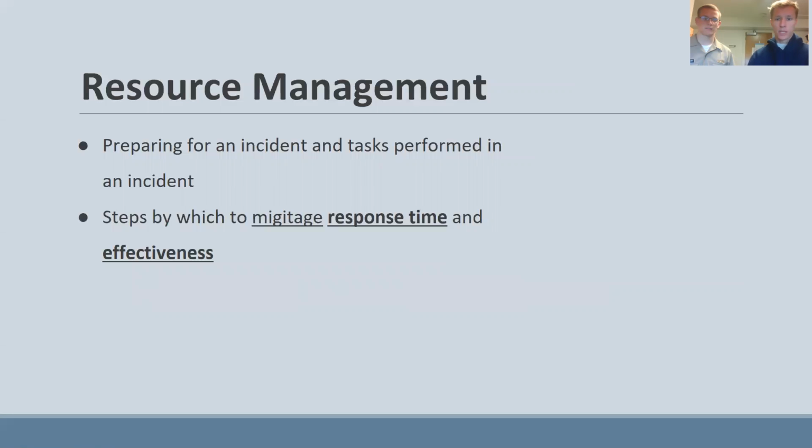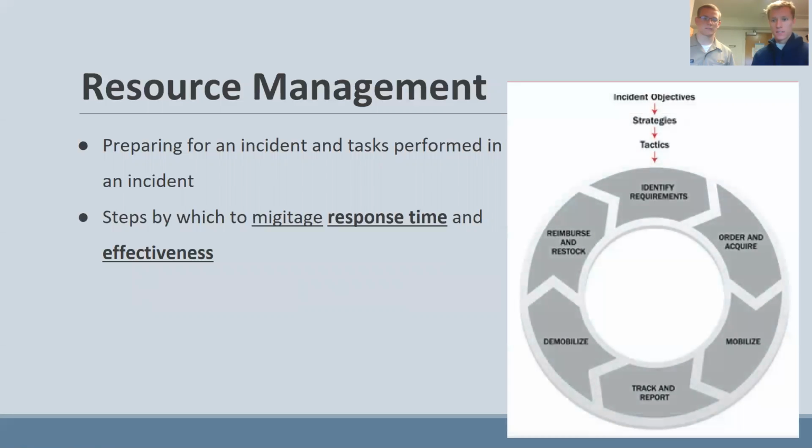As far as resource management, this is the circle of resource management, how you would go about acquiring and identifying what you need. So basically, the big things are identify, requirements, order, and acquire. Everything else is kind of just tracking and seeing where you have, when people are moving. So big things are notifying what you need and then how to get it and when.